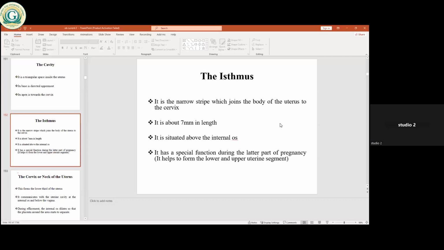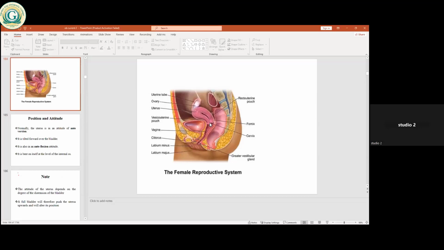I'm going back to the diagram. This is the cervix. Where the arrow is, is the external os of the cervix. Where the arrow is now, it's the internal os of the cervix. So when I go here, is the cavity of the uterus. Now, where the internal os is, it means that it's a junction between the cavity and the cervix. And that junction between the cavity and the cervix, the tissue there, we call it the isthmus, and it can stretch.